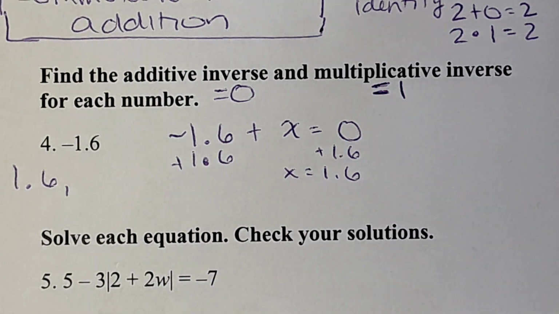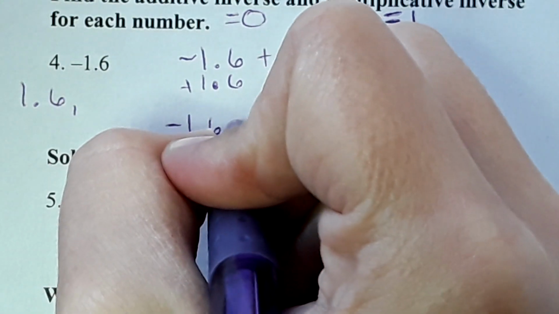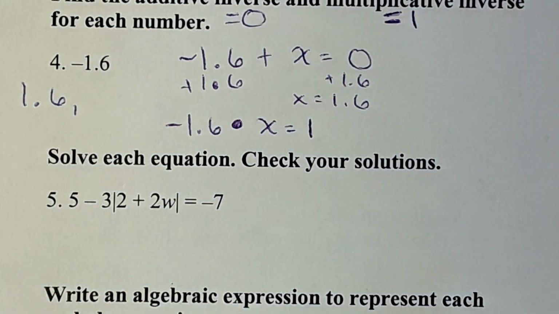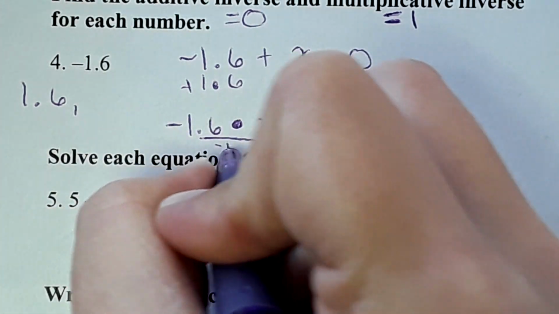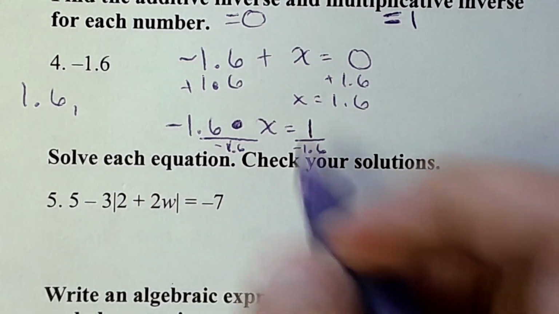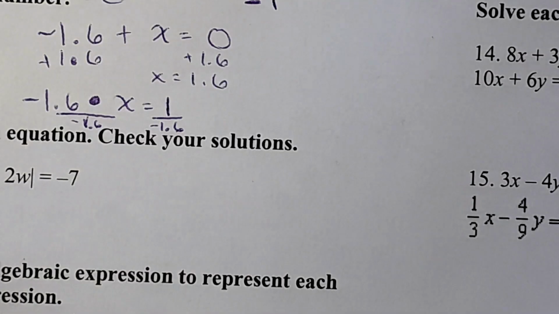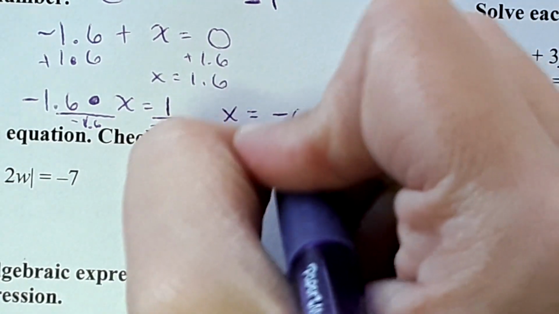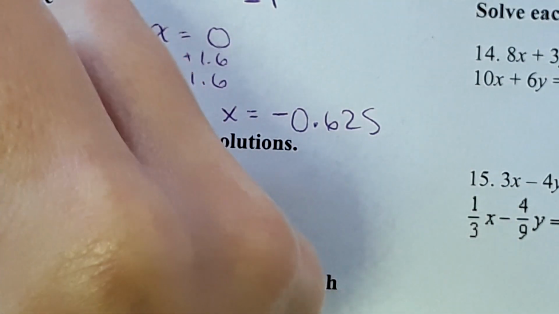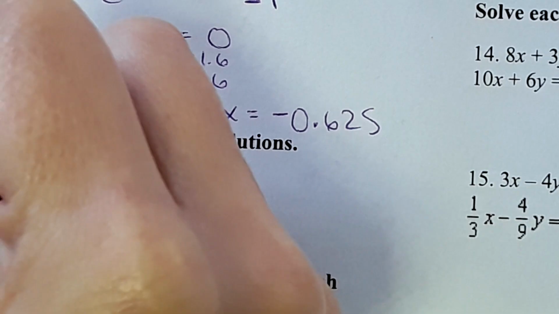And then for multiplicative inverse, you need something that you'd multiply it by to get to 1, so negative 1.6 times x equals 1. So to find that number, you would divide both sides by negative 1.6. And if you plug this into a calculator, it comes out to x equals negative 0.625. So negative 0.625. And that is your answer.